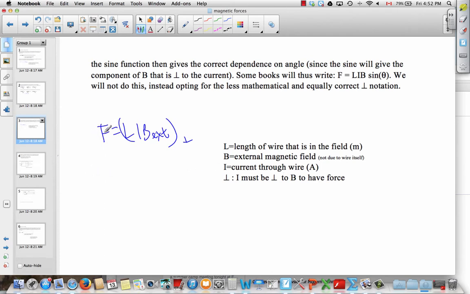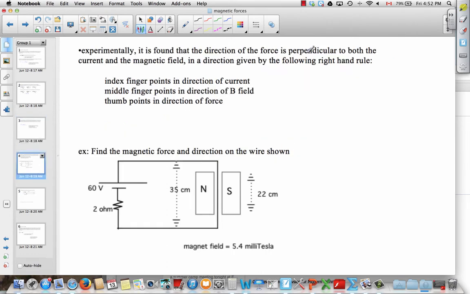Now, this force, remember, is a vector, so we need to think about direction. It turns out that the direction is given by a right-hand rule. Here's what you do. You take your right hand and you point your index finger in the direction of the current. Then you point your palm or your middle finger in the direction of the magnetic field, and don't worry about the other two fingers. When you do that, the thumb of your right hand indicates the direction of the magnetic force.